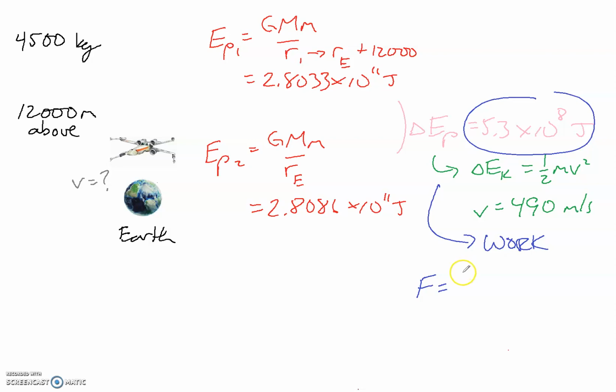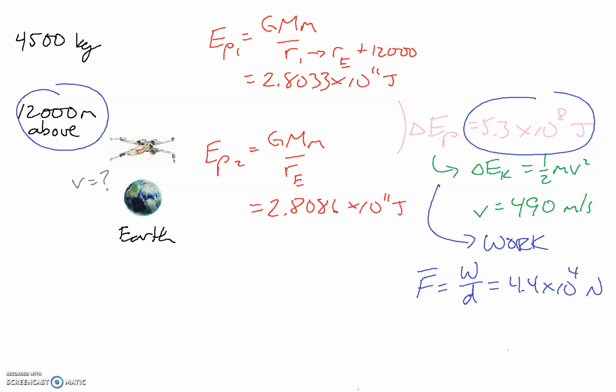Now, the only thing, of course, is when you use work equals Fd, this will give you the average force, which is perfectly fine, no big deal. So if we do that, the work would be the 5.3 times 10 to the 8, and we'll divide it by the distance that it traveled. And the distance it traveled is the 12,000. So if we take that 5.3 times 10 to the 8, which is the change in energy, the work done, and we divide that by the 12,000, we will get a force of approximately 4.4 times 10 to the 4 newtons. And again, this is the average force that was used from up here down here.